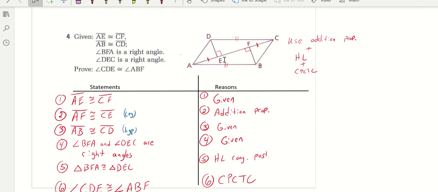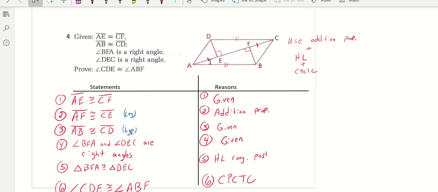We are trying to prove that angle CDE, this angle right here where my cursor is, so that is an angle in that right triangle, is congruent to angle ABF. Angle ABF is right there where my cursor is, so that is also an angle inside that other right triangle. So I notice right away I've got AB congruent to DC. That is the hypotenuse congruent to the hypotenuse.